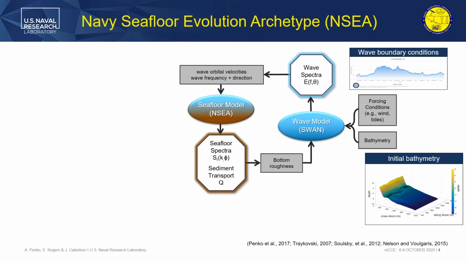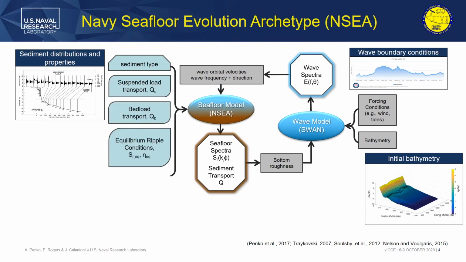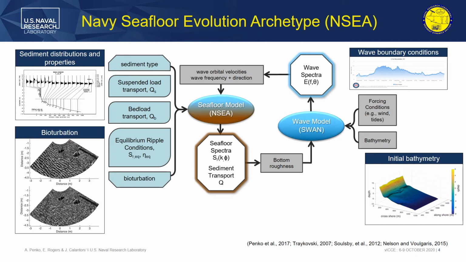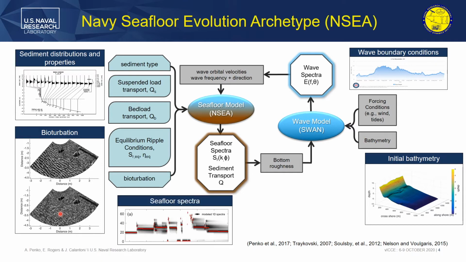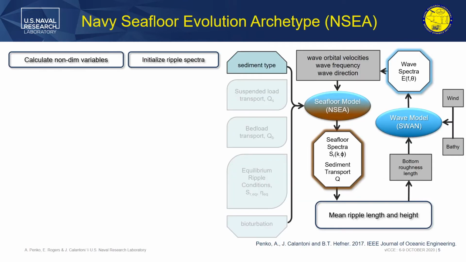Of course with SWAN you need boundary conditions, forcing conditions, and bathymetry, and then there are several inputs into NC, which include a sediment type. We need suspended and bed load transport equations, a prediction of the equilibrium ripple conditions, which is what the model is being driven towards, and some model of bioturbation. From here we can predict the seafloor spectra with time. I'm going to go through each of the steps in NC and talk about how this model works.